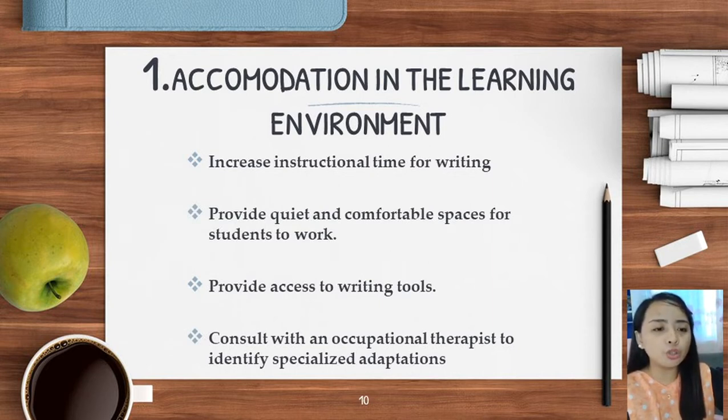Each classroom will be set up based on what is necessary to meet learning objectives. But schools will also prioritize configuring classes to inspire learning first and foremost, and where appropriate, reflect the diversity of environments that students are exposed to outside a school setting. The third one is to provide access to writing tools. And the fourth is to consult with an occupational therapist to identify specialized adaptations.